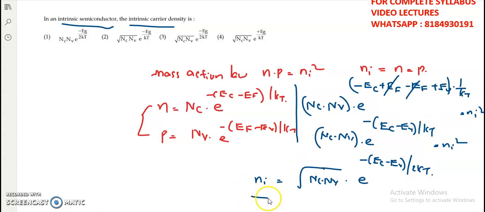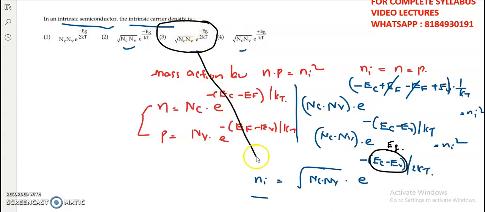So now if you check, Ni is equal to root Nc into Nv, that is root Nc into root Nv, and e power minus of (Ec minus Ev). Here Ec minus Ev is nothing but the energy band gap, that is Eg. So minus Eg divided by 2 Kt. So the third option is the correct one. You can check here, root Nc into Nv into e power minus Eg divided by 2 Kt. So the third option is the correct one.